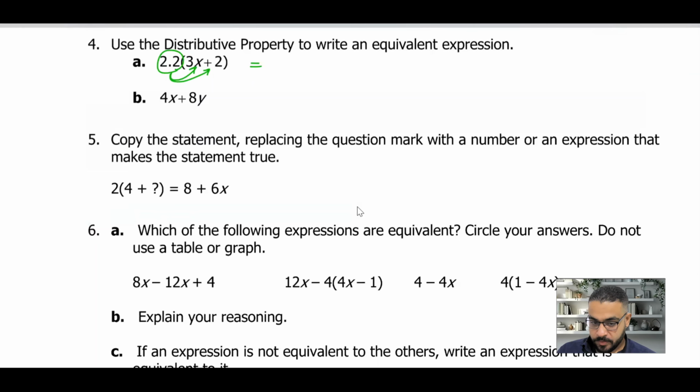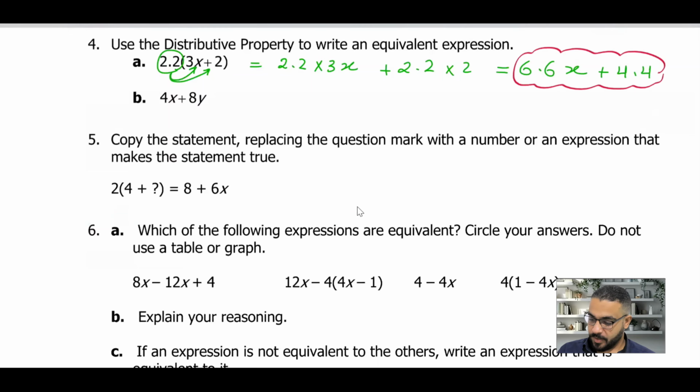So multiplying 2.2 multiplied by 3x and 2.2 multiplied by 2. So the final answer is multiplying 3 by 2.2 would give 6.6x plus 4.4. Okay, that's the equivalent expression to the given one.